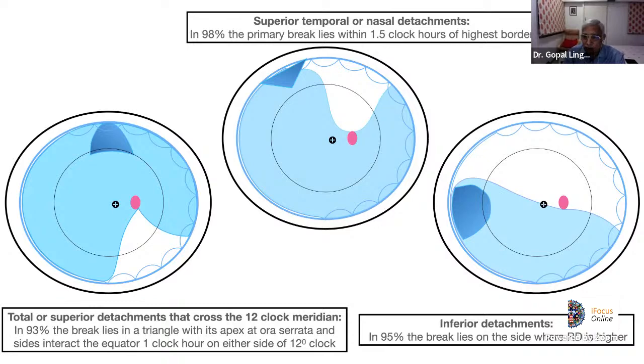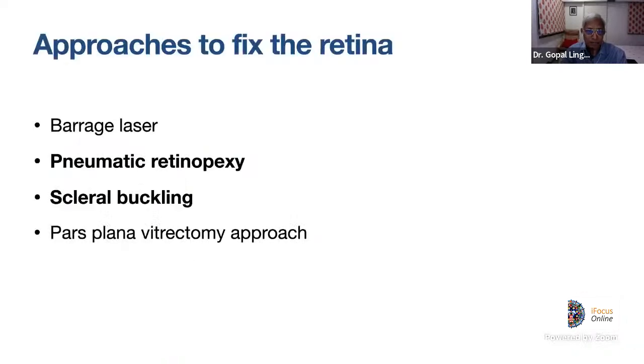The third situation is the inferior detachments, where in 95% of situations, the break lies on the side where the RD is higher, intuitive and logical. So nothing specific about Linkoff. It is just that Linkoff could identify that this is a logical way of looking at a retinal break.